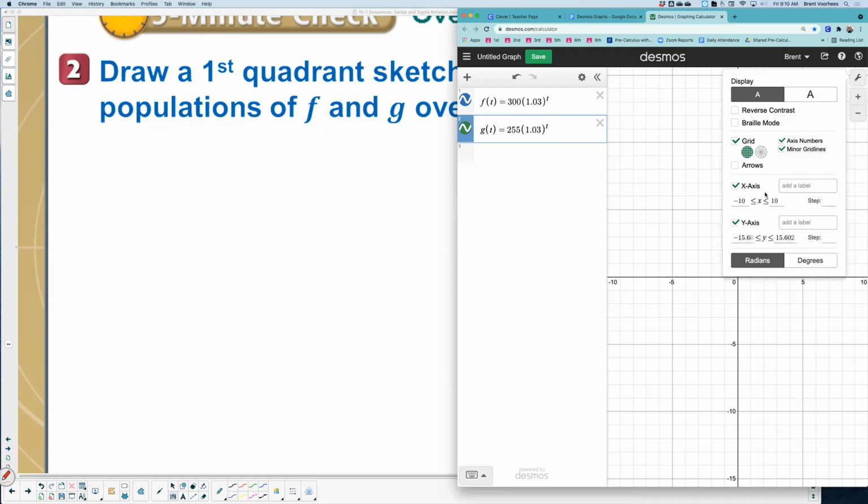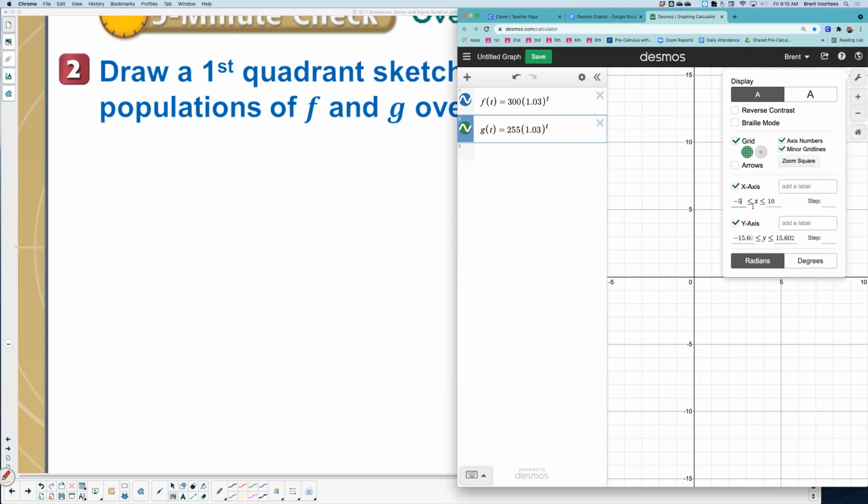So I'm going to change my settings here. I'm going to change this to a -5 and we will look at the first 15 years. The reason I leave x-axis, I hit the settings in the top right, by the way, if I didn't say that. Hit that little wrench up there.